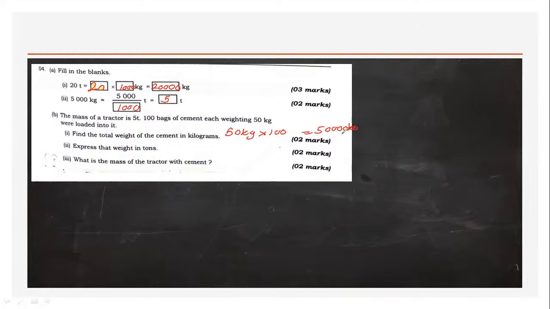50,000 kilogram. Total weight is 50,000. Express that weight in tons. Right, then 50,000 you have to express in tons, then divide by 1,000. So 5 tons. What is the mass of the tractor with cement? Only the tractor, that is 5 tons. Cement weight also 5 tons. 5 tons and 5 tons all together, the weight of the tractor is 10 tons.